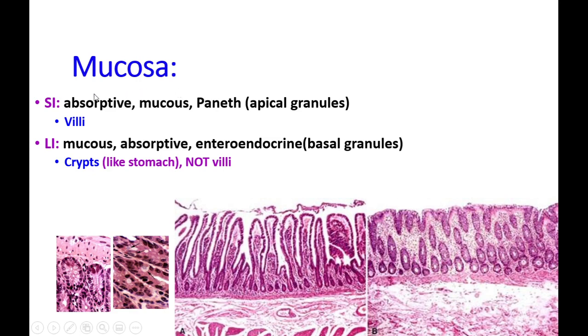Regarding the mucosal lining, the small intestine is lined by tall columnar absorptive cells, mucus secreting cells, and Paneth cells with apical granules, and the mucosa is made up of long, tall, parallel villi, whereas the large intestine is lined by mucus, goblet cells, absorptive cells, and enteroendocrine cells with basal nuclei. And the lining mucosa of the colon, like the stomach, is made up of crypts or glands or pits, not villi.